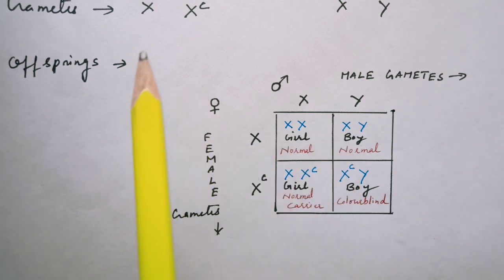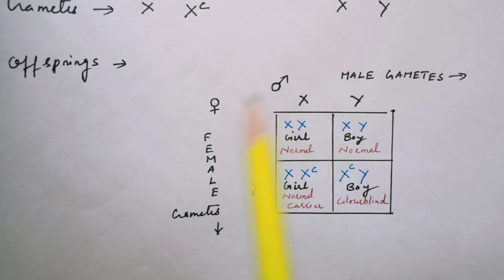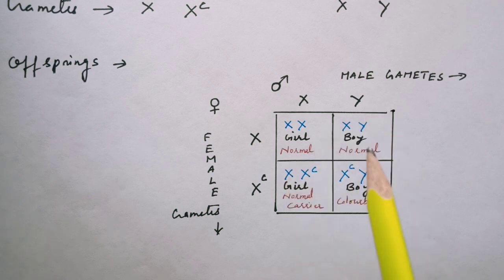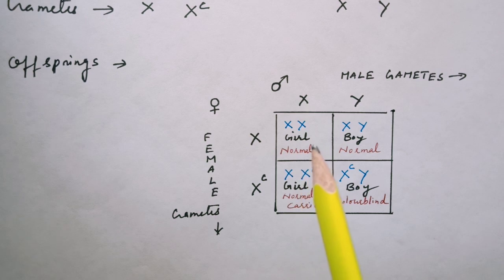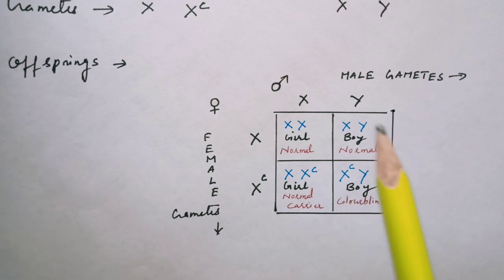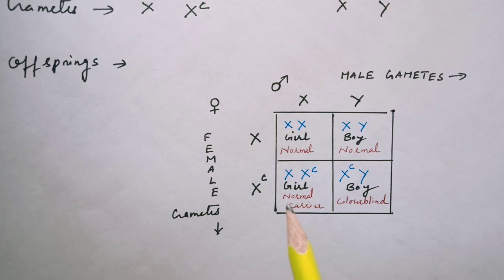Now it depends upon the parents whether they produce one single child or 2 children, 3 children, and which of these combination children are born to them. If this girl is born, she will have normal vision. If this boy by any chance is born with this genetic combination, then he will become a colorblind boy. But if this boy with this particular combination is born, the boy will be normal. And if this girl is born, the girl becomes a carrier.